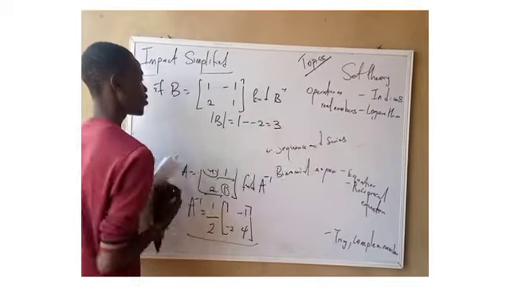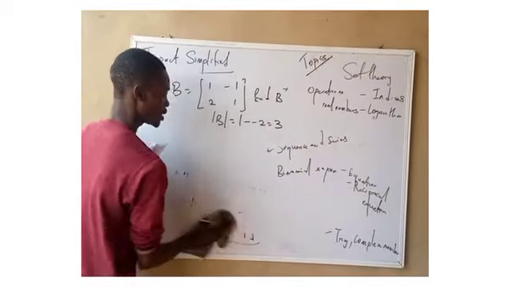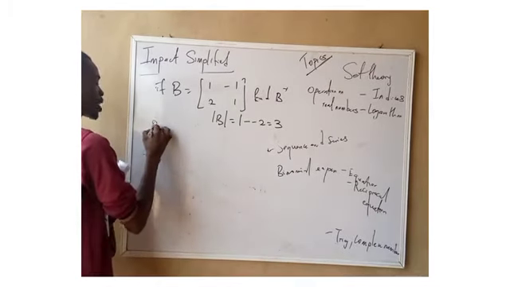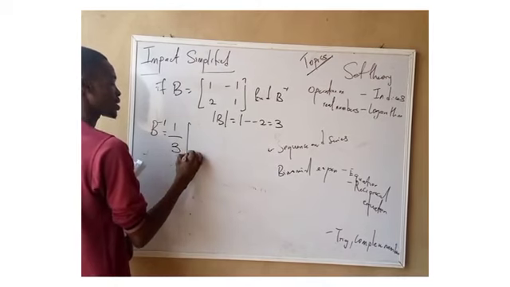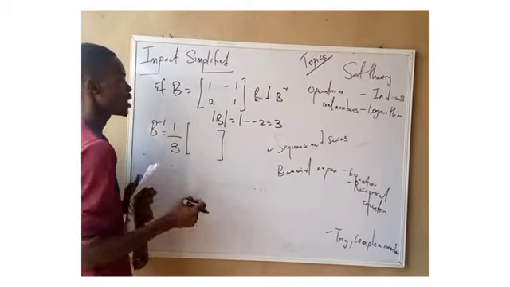And the determinant of B is what? Is 3. And now we will proceed towards our B inverse. And what is B inverse? 1 over the determinant into what? Into the adjoint. And we have said it.